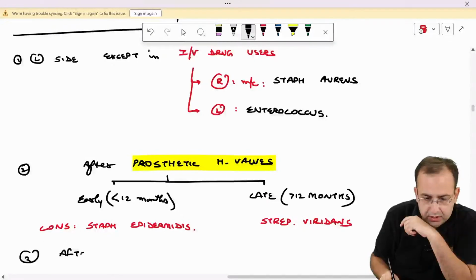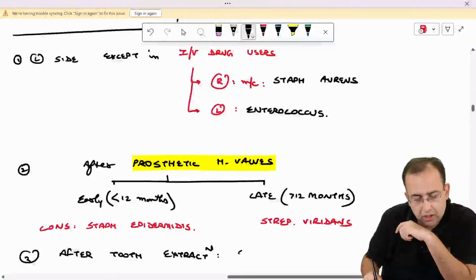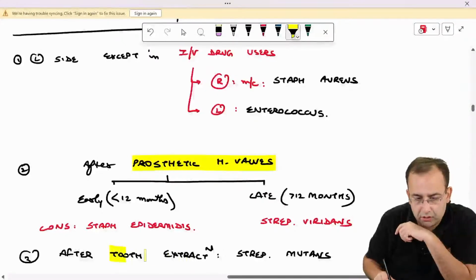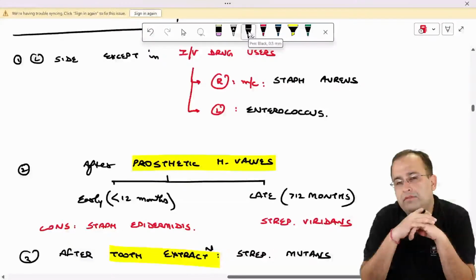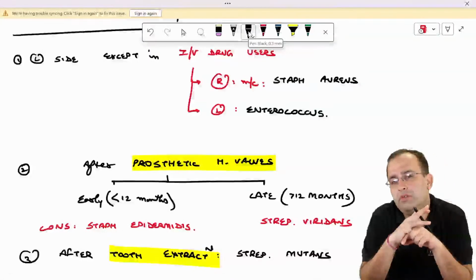And lastly, after tooth extraction, the organism is Strep mutans. Just a way to remember: if we extract the teeth, the face is mutilated, the organism being Strep mutans. This was the important features with respect to Streptococci.